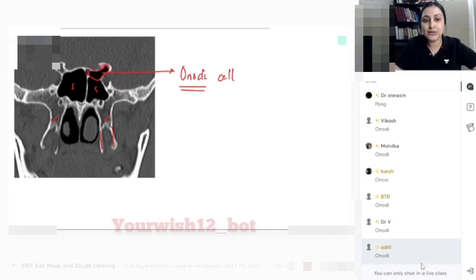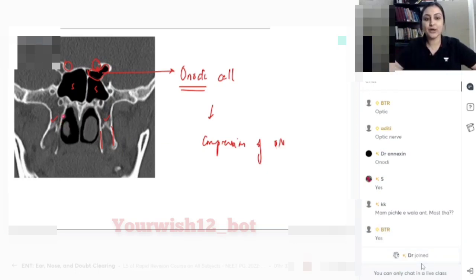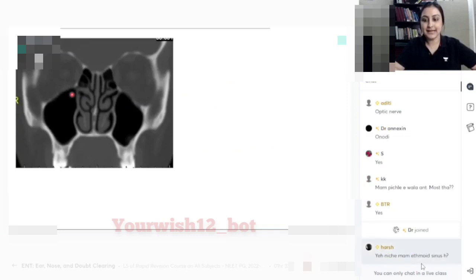And with Onodi, right here runs our optic nerve. So if it grows, can it block the optic nerve? Can it cause compression of optic nerve? Yes. So Onodi cell can lead to compression of optic nerve. Understood? So these are the three coronal planes. A tiny maxillary sinus with a big eye, anterior most bulla ethmoidalis, osteomeatal unit in the middle, and right at the back sphenoid and pterygoid plates, right? And what do you have here?